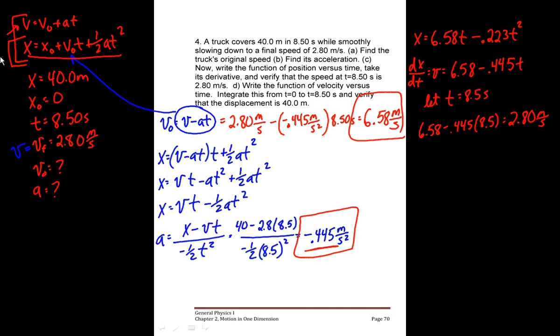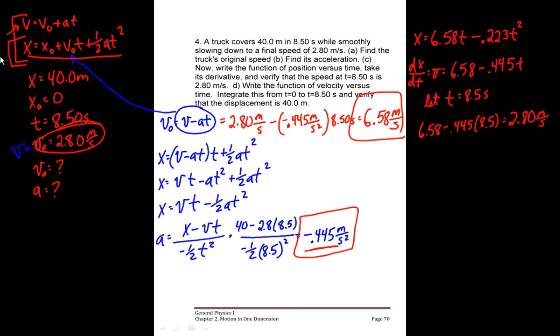So that's my speed at 8.5 seconds, and notice that that lines up with what's in the problem. It's just sort of a different way of getting at the same number. And now I also want to write a function of the velocity versus time and integrate and verify that the displacement is 40 meters.